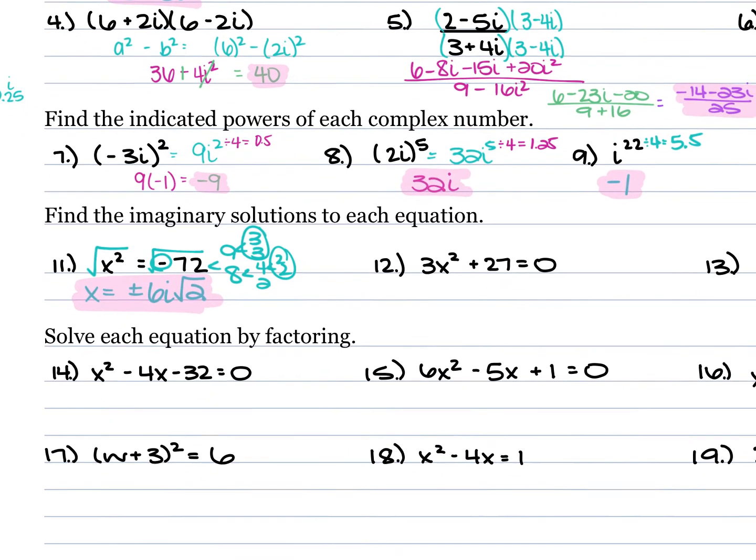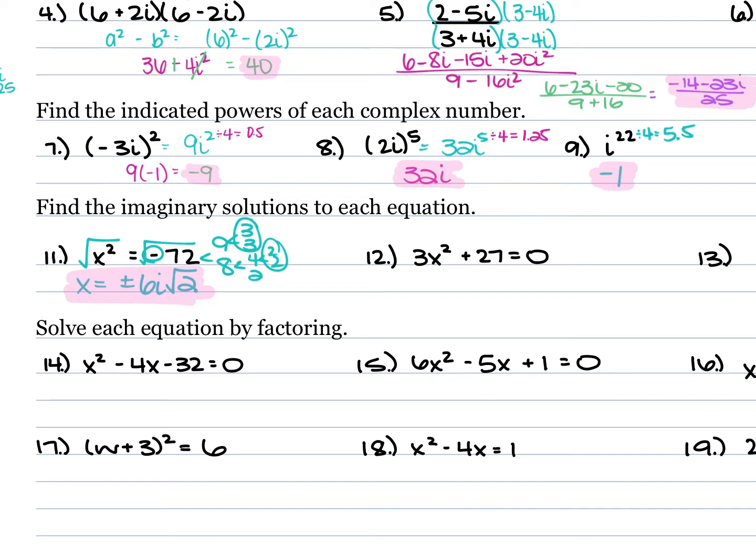For number 12, you have 3x squared plus 27 is equal to 0. You're going to start this by subtracting the 27 from each side. That gives you 3x squared is equal to negative 27. From there, divide each side by the 3, and that leaves you with x squared is equal to negative 9. If you take the square root of both sides here, the square root of 9 is 3, so x is equal to plus or minus 3i.